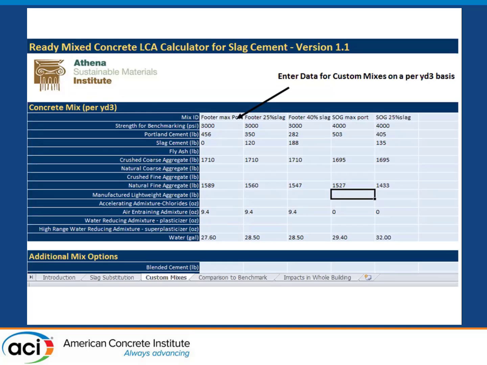Then we're going to look at the other two parts, which was that 4,000 for the flat work. And we can see that we're using, in this case, the maximum Portland cement, which was 503. But if we're looking to use it with 25% slag, we're going to see now that we're at a 540 in this example.